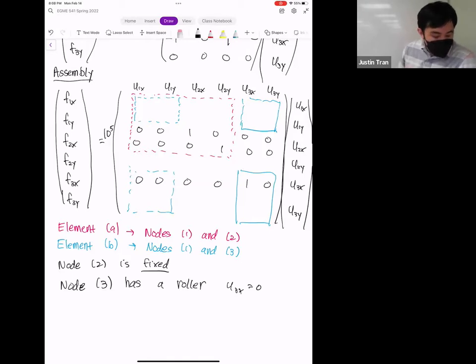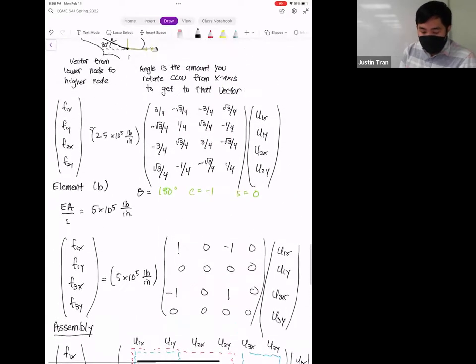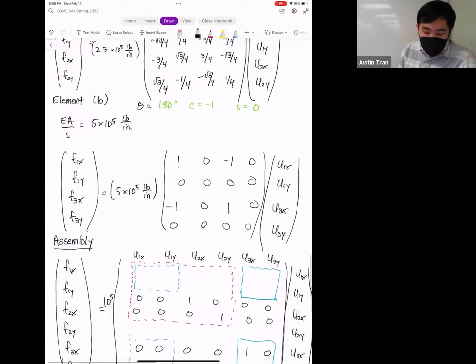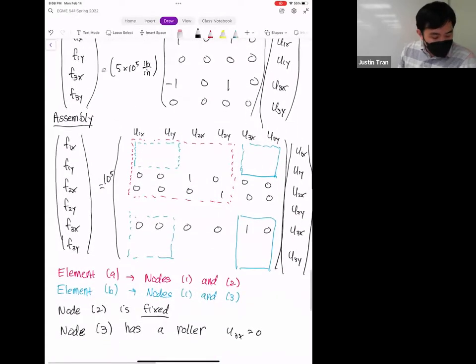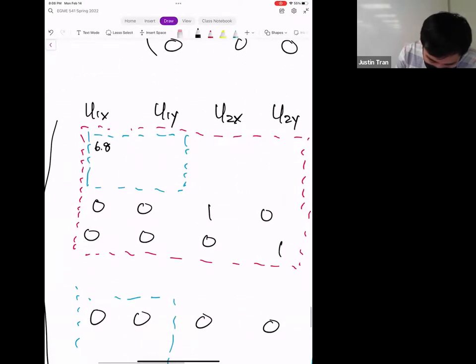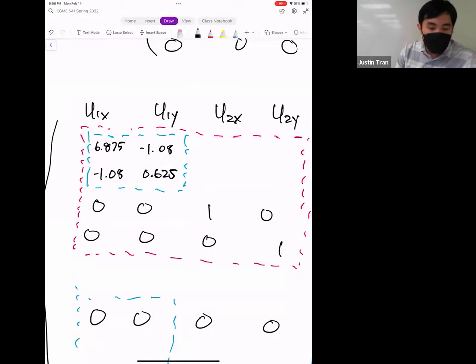And then for everything else, I'm going to go ahead and apply our combining element stiffness matrices. Okay. So this one's a little bit annoying because we have 30 degrees here, so we have lots of 3s and 4s floating around. And so if you compute those and you multiply by the 2.5 out in front, then we get the following values. For this one right here, we get 6.875. We go minus 1.08, minus 1.08, and 0.625. So that's the result of combining both together.